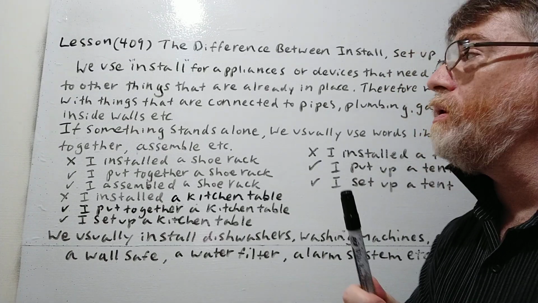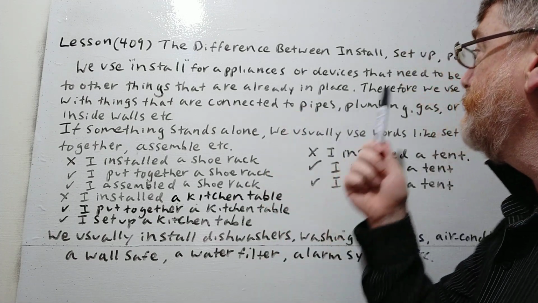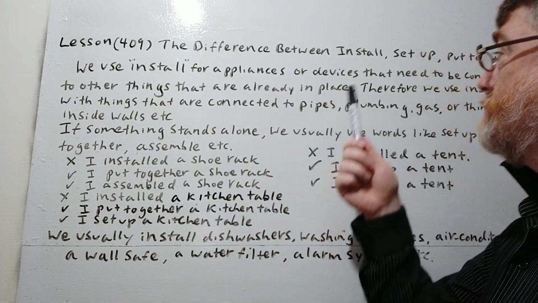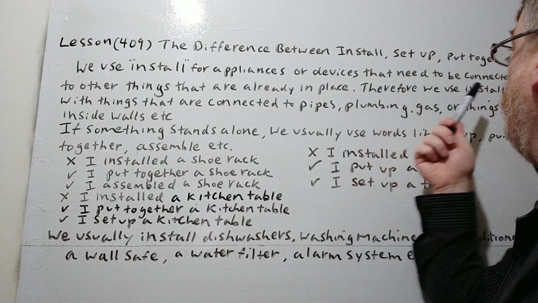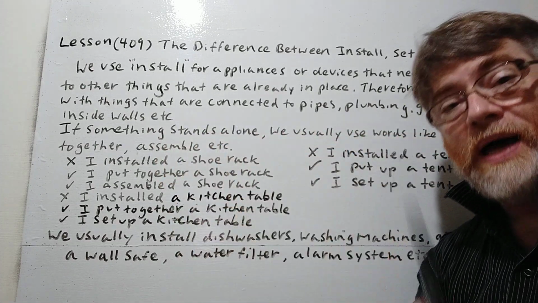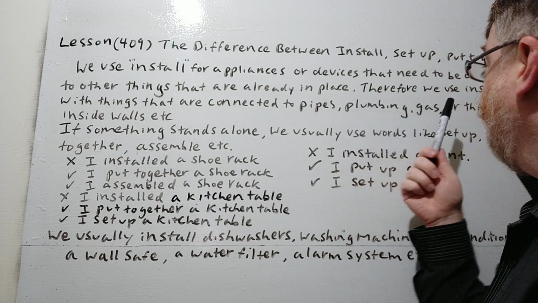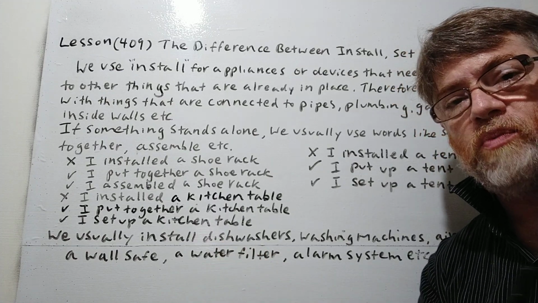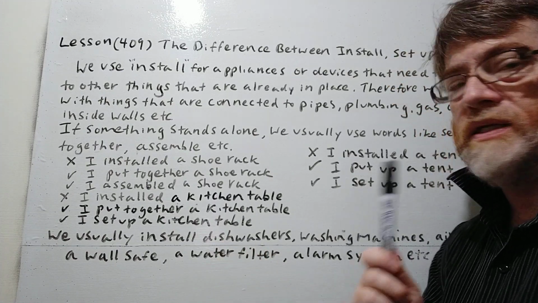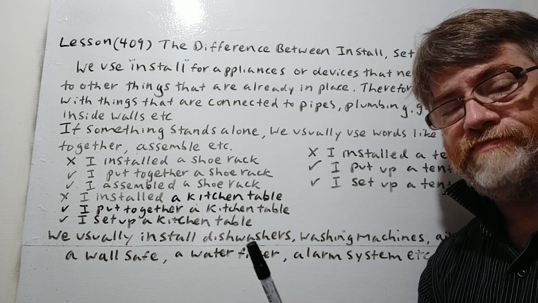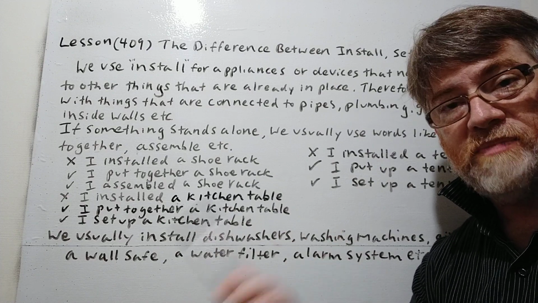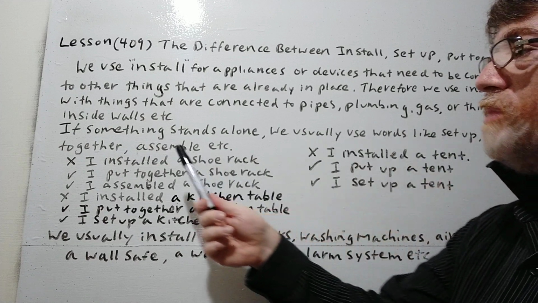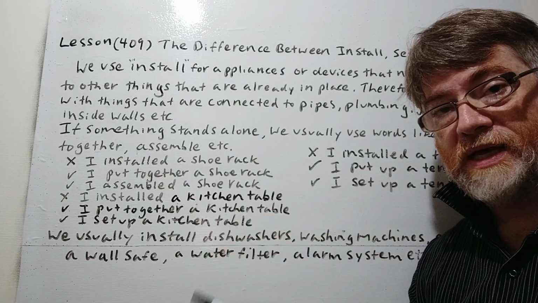We use install for appliances or devices that need to be connected to other things that are already in place. Therefore, we install things that are connected to pipes, plumbing, gas, or things that are put inside walls, like maybe wires that are already inside walls. Let's continue. If something stands alone, it means it's not really connected to something else, like a wall. We usually use words like set up or put together or assemble, etc.